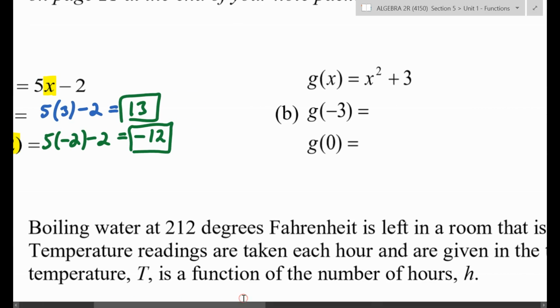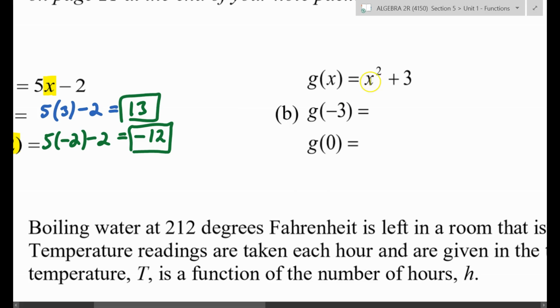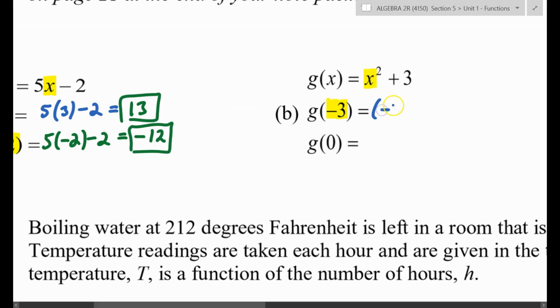What am I doing here? Plugging in negative 3. Where am I plugging it in? In for this x, right? So what is this going to look like? It's going to look like negative 3 squared. 9 plus 3 is 12. And we'll plug in 0. Just 3.